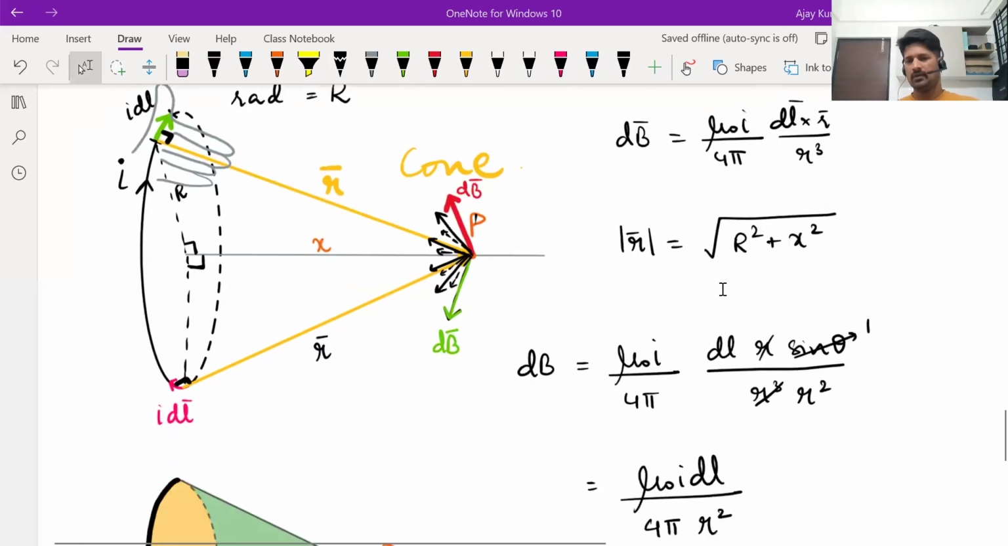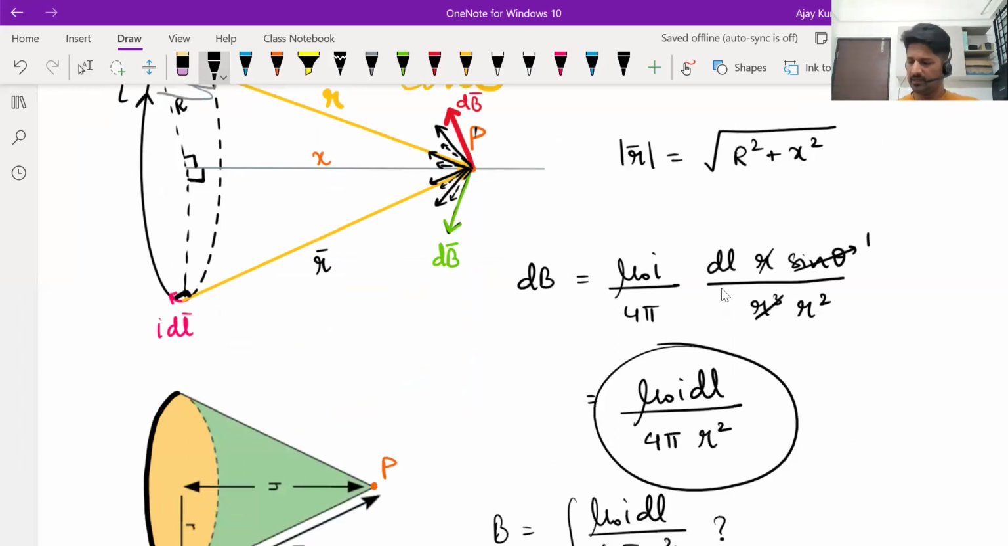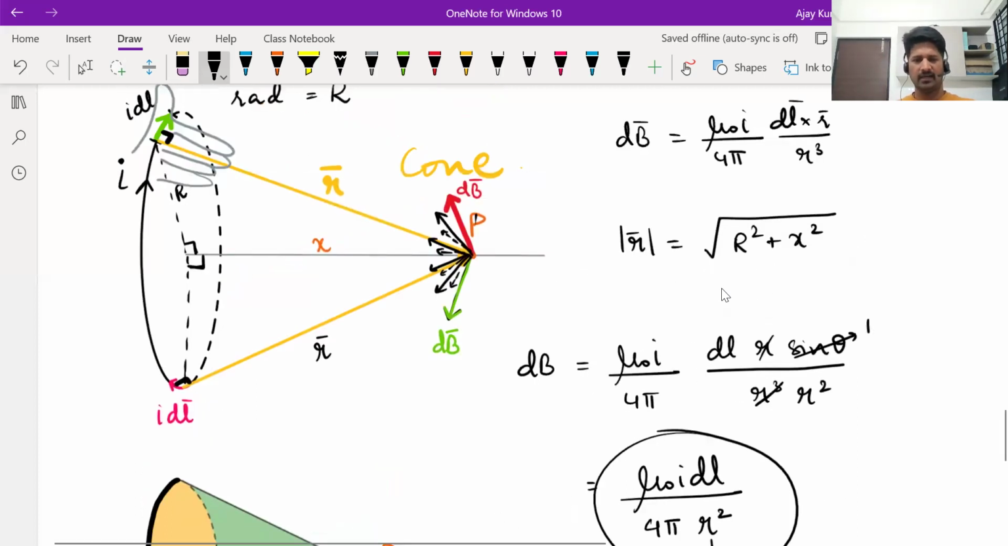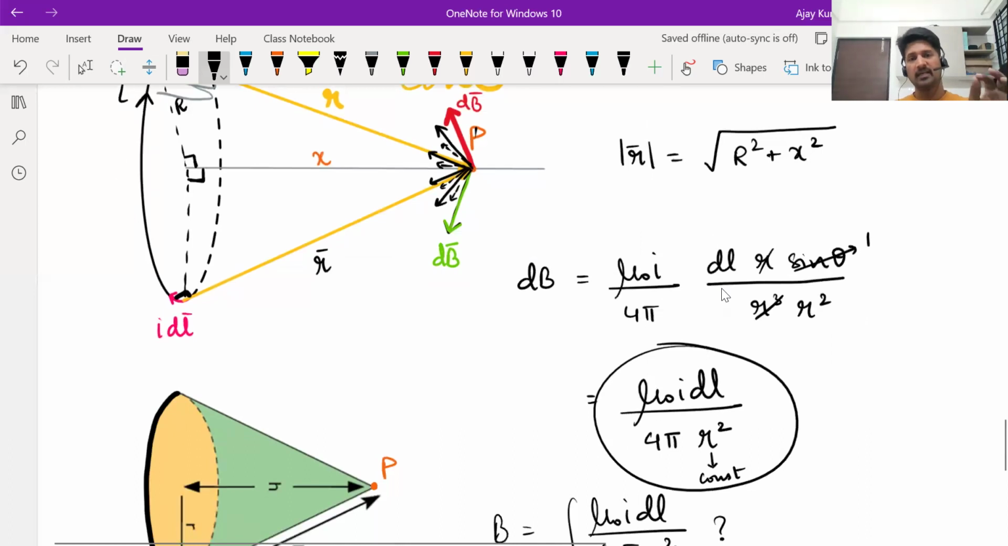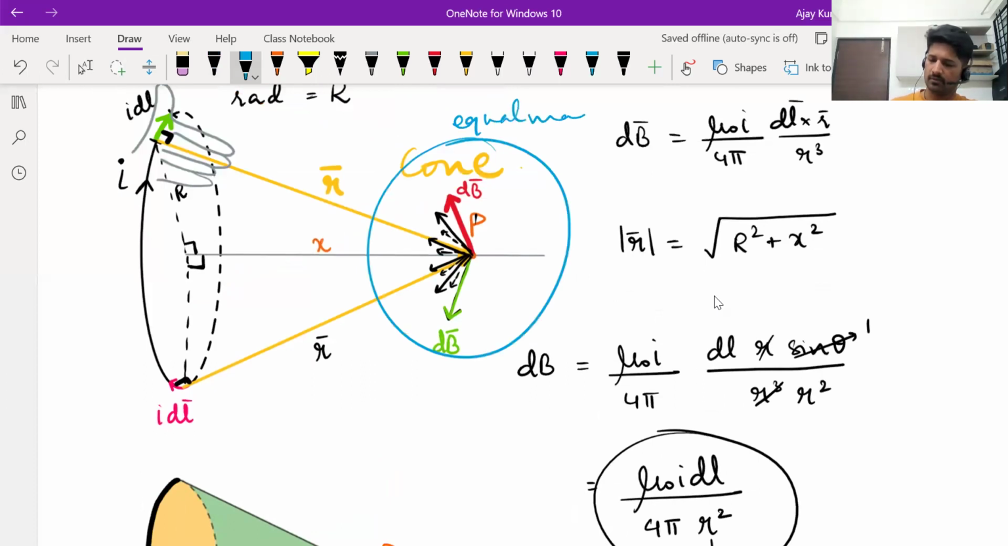Okay. Now see, the dB magnitude we got was this. For every element, R is the same. So R is a constant here. From every element to that point P, the distance R is the same. And dL is dL, let it be. Current I is the same in all the elements. So the magnitude dB of the magnetic field produced by all the elements is the same. So this bunch of vectors that you see here, they all have equal magnitude. But they are pointed in different directions, as you can see.